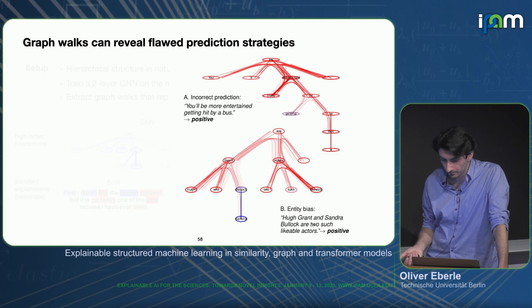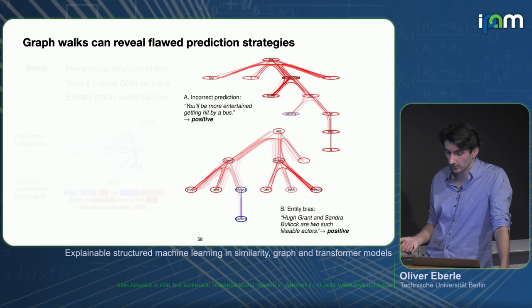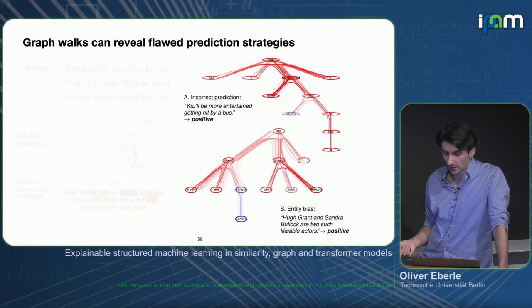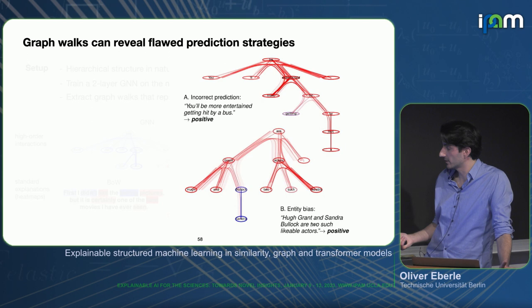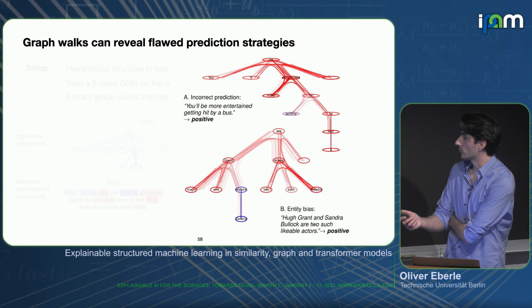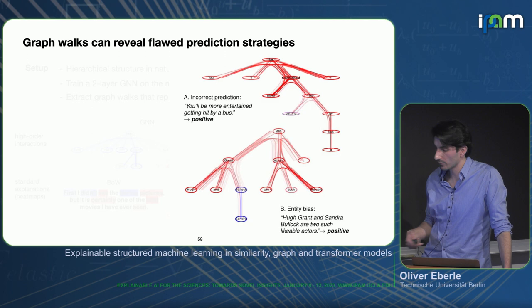And here in the second example, the sentence "Hugh Grant and Sandra Bullock are two such likable actors", we see that these models often are quite overfitted and overconfident in specific entities. So for example, the interaction of Hugh and Grant, so Hugh Grant as an actor, contributes positively to the review, whereas Sandra Bullock apparently always contributes negatively. So we have these effects of negative interactions that are not really reflecting the ground truth, or basically what we would expect the model to learn. I hope I convinced you that with these higher order explanations, we can give a lot more complexity and insights into our model structures.